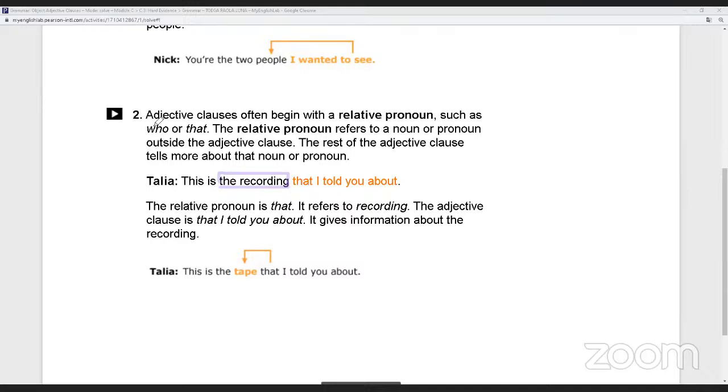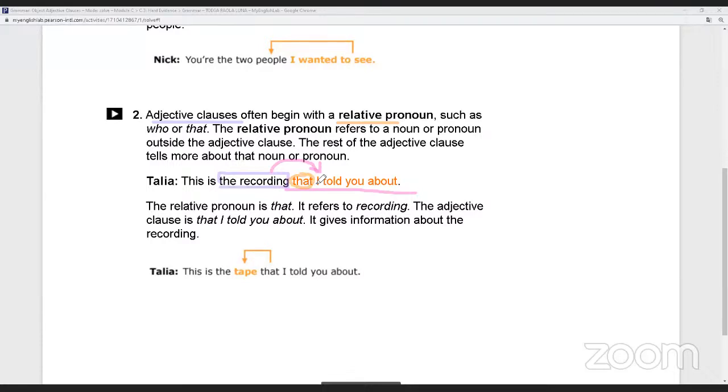Then I'm going to continue. I'm going to identify the adjective clause. Where is the adjective clause that I told you about? Okay, how do I know? Because it provides us more information, right? This is a recording that I told you about. It's more information. Then I'm going to find the relative pronoun. In this case it is that.